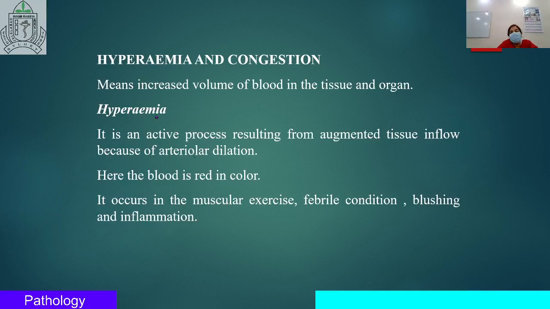So, hyperemia is intimately related with inflammation. It is an important chapter. One of the cardinal signs of inflammation is hyperemia. If we concentrate on these topics, we can solve various clinical problems. Hyperemia occurs in muscular exercise, in febrile condition, in blushing, and inflammation.